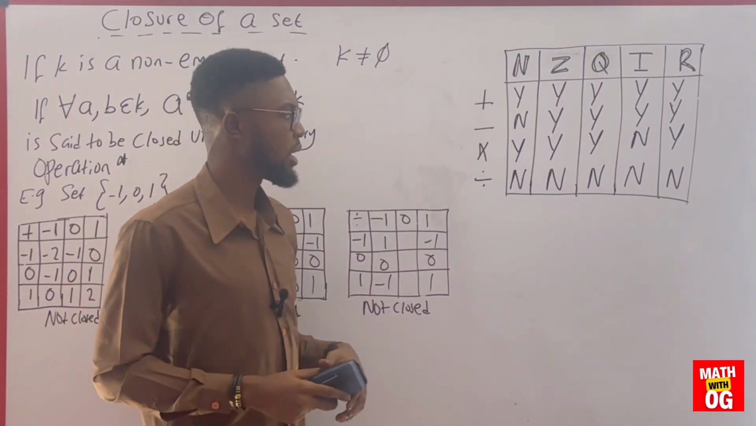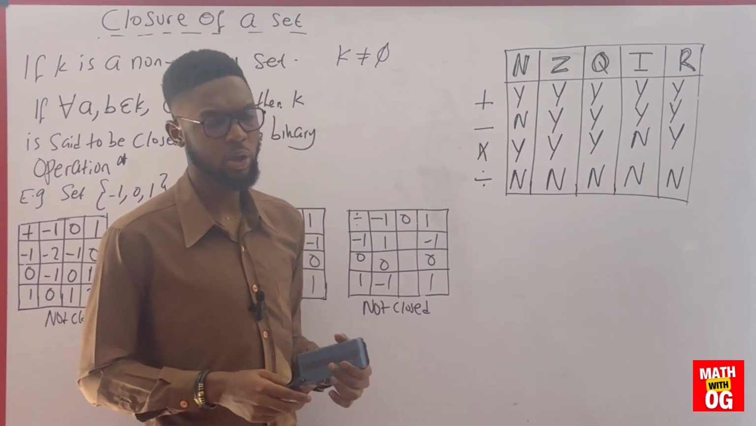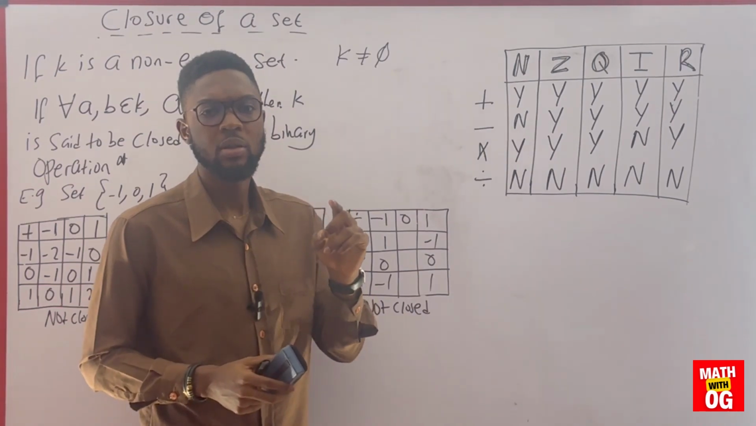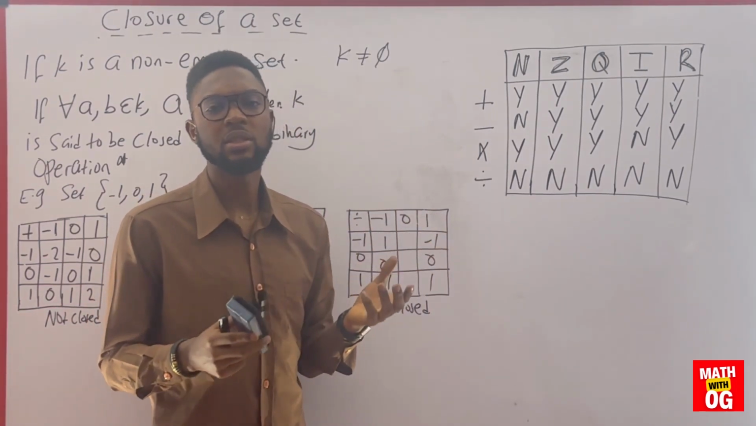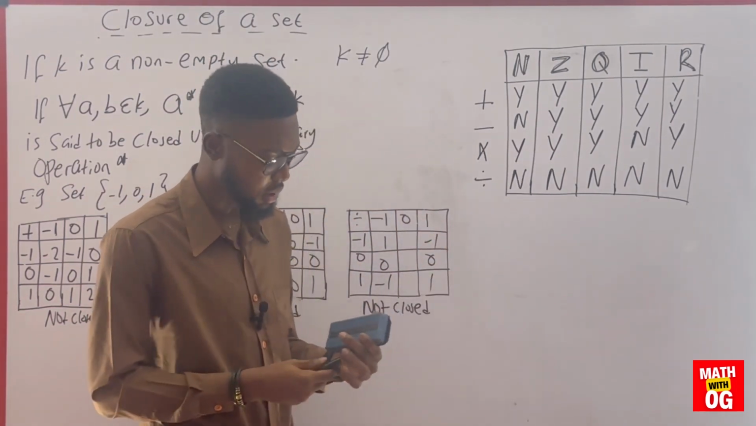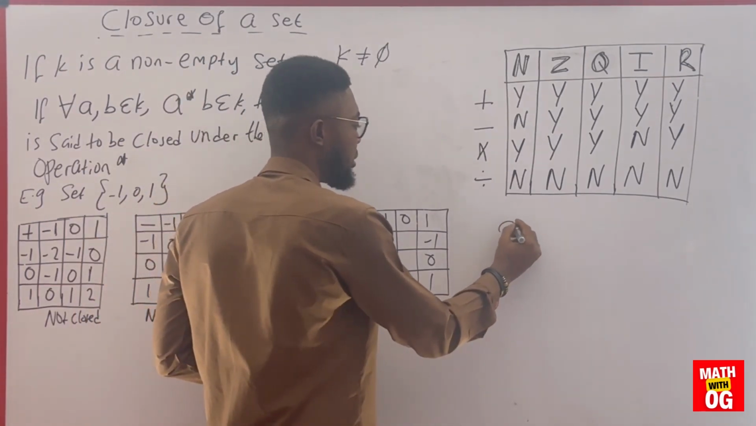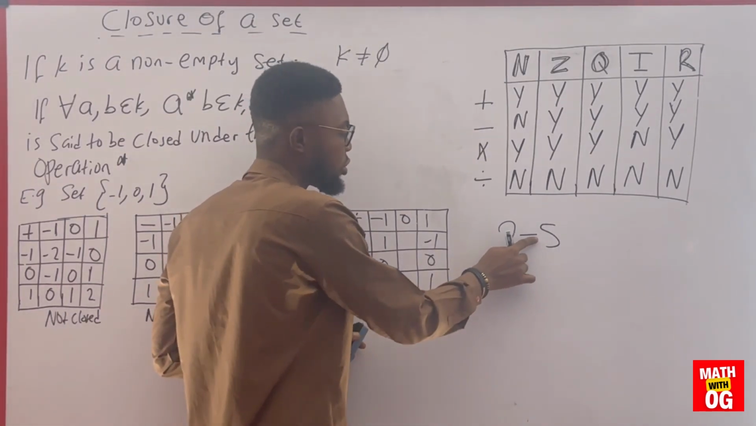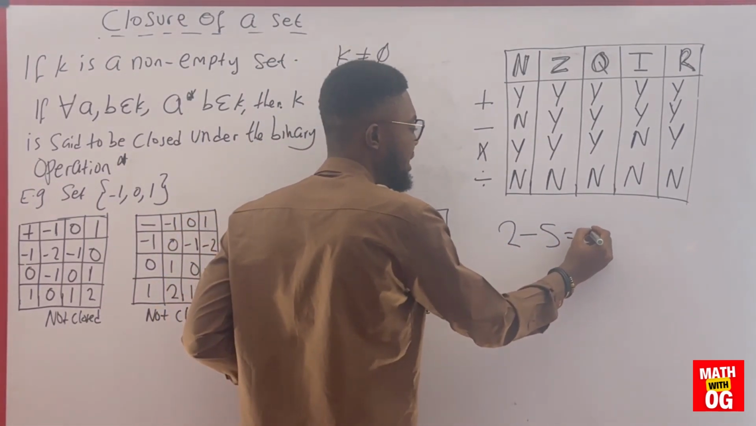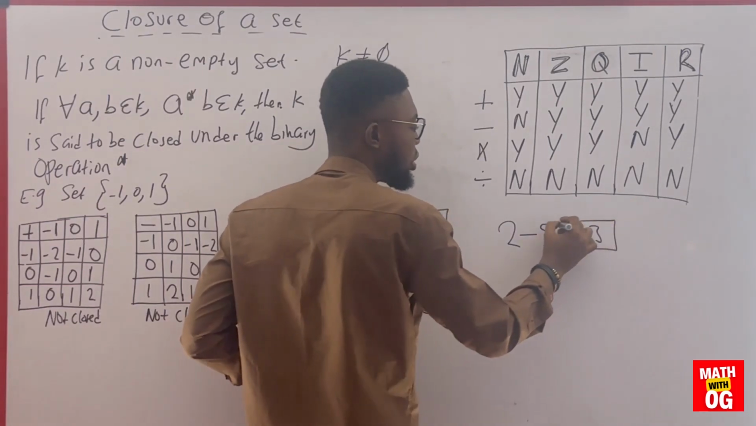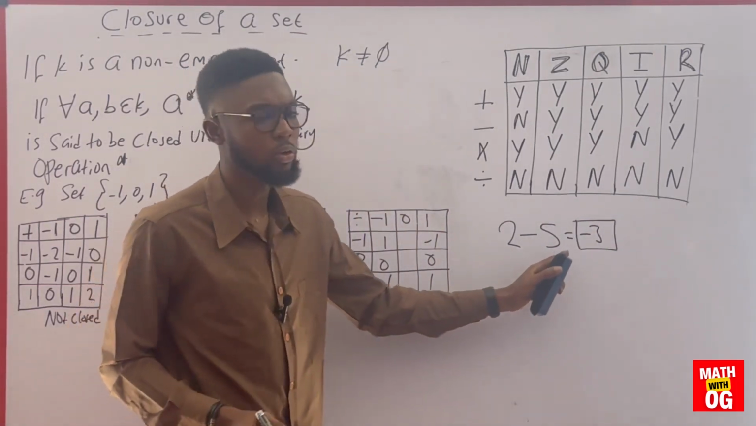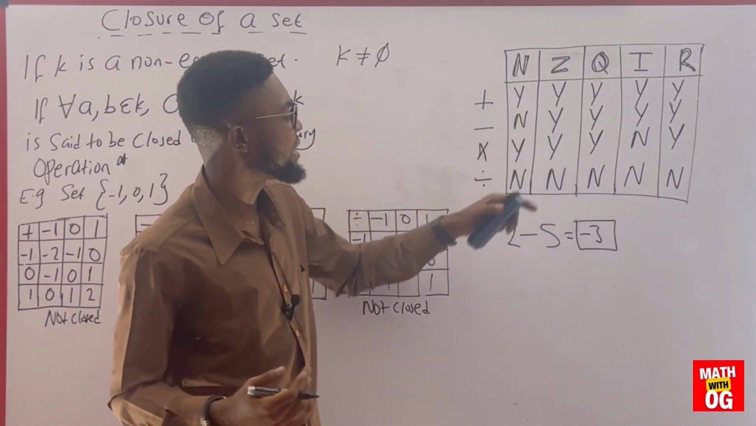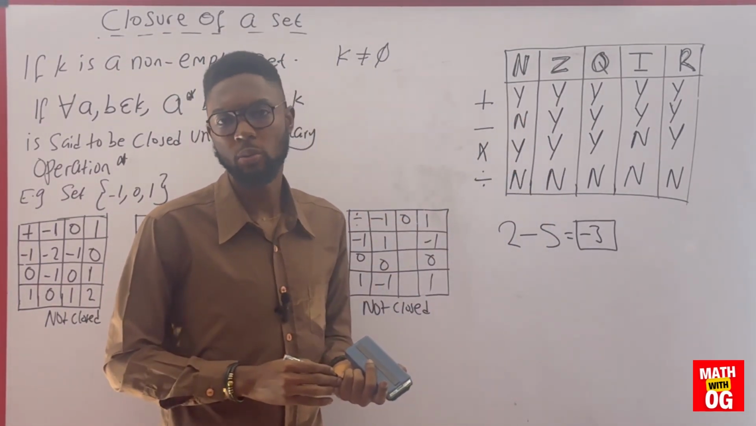Now for subtraction, is the set of natural numbers closed under subtraction? No. You are told that once you can get one result that is not a member of the set, it means that it is not closed. So I can just formulate a result now. 2 is a natural number. If I subtract 5, another natural number, from 2, so the operation here is subtraction, this will give me a negative 3. This is not a natural number. Negative whole numbers are not natural numbers. Natural numbers are positive whole numbers. So natural numbers are not closed under subtraction.